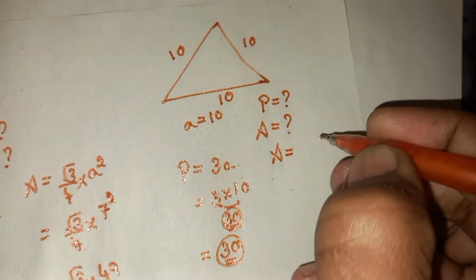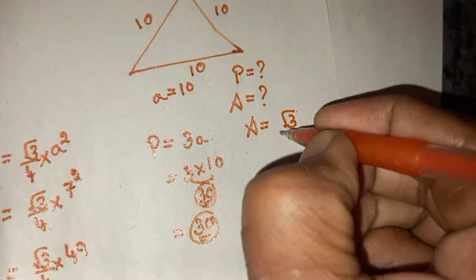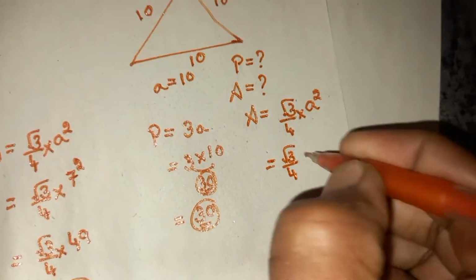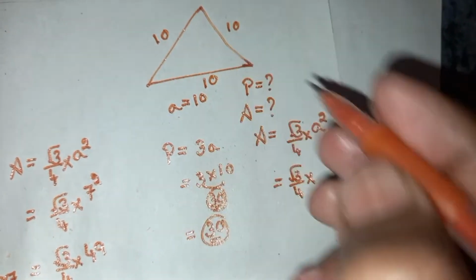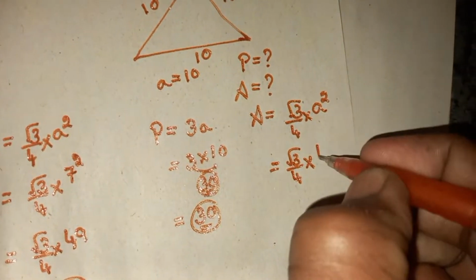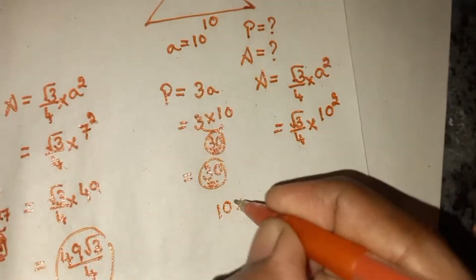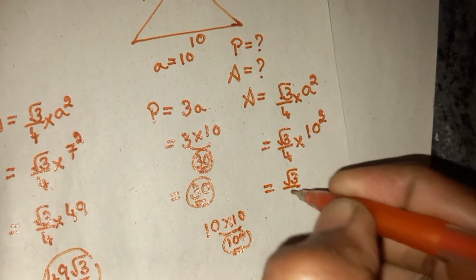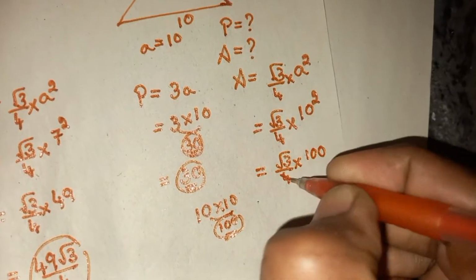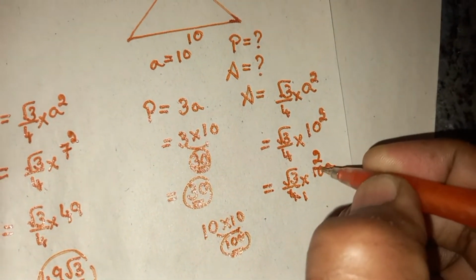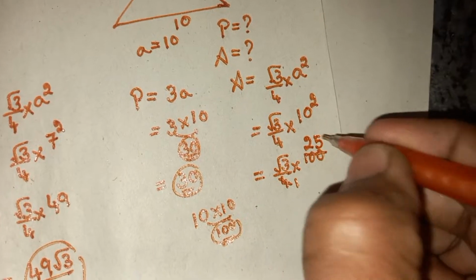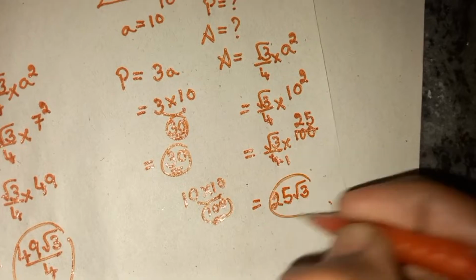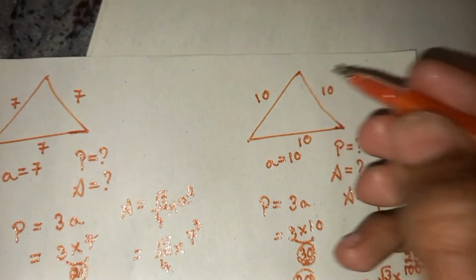The area of the triangle can be written as root 3 by 4 times a square, that is root 3 by 4 times the side length of 10 units, so it's going to become 10 square. 10 times 10 is 100, so this is nothing but root 3 by 4 times 100. For 4 we can divide 100 and get 25. So 25 root 3 square units is the area of this triangle.